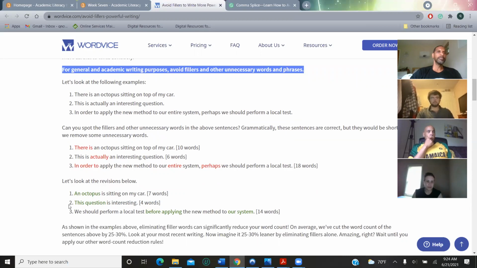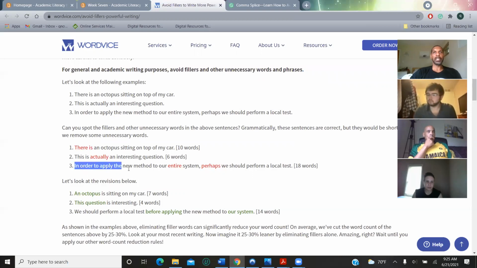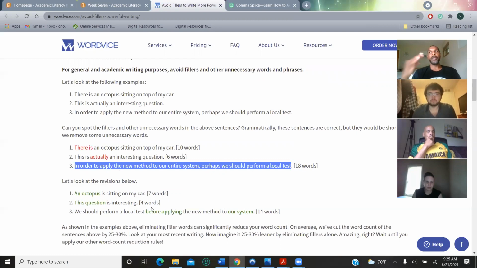How did he get there? Okay. This question is interesting. So we took out the actually, right? And this one is kind of big and clunky. We should perform a local test before applying the new method to our system. And now we're using fewer words in all three of these examples, but I think the third example shows how sometimes eliminating unnecessary words can add to a sentence's clarity.